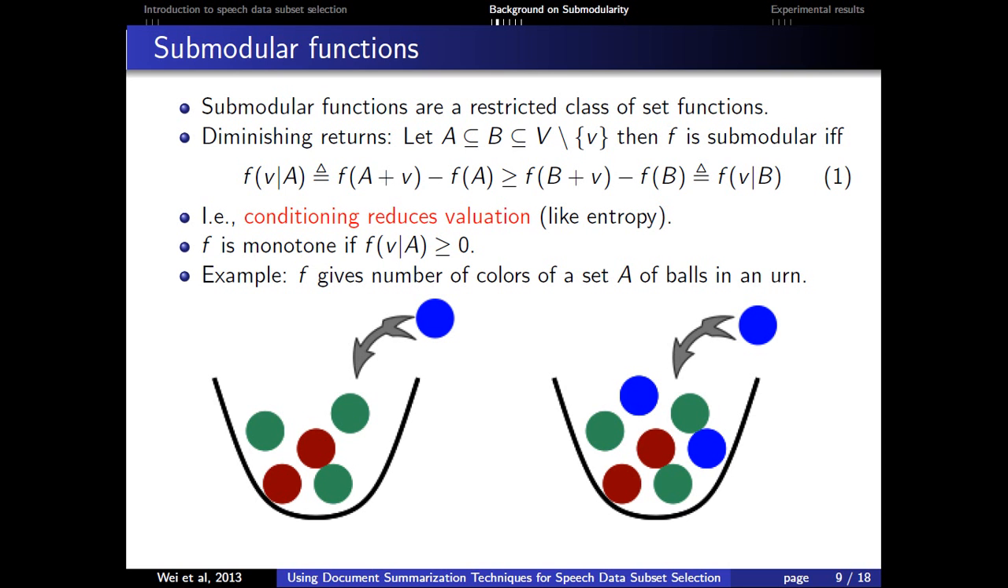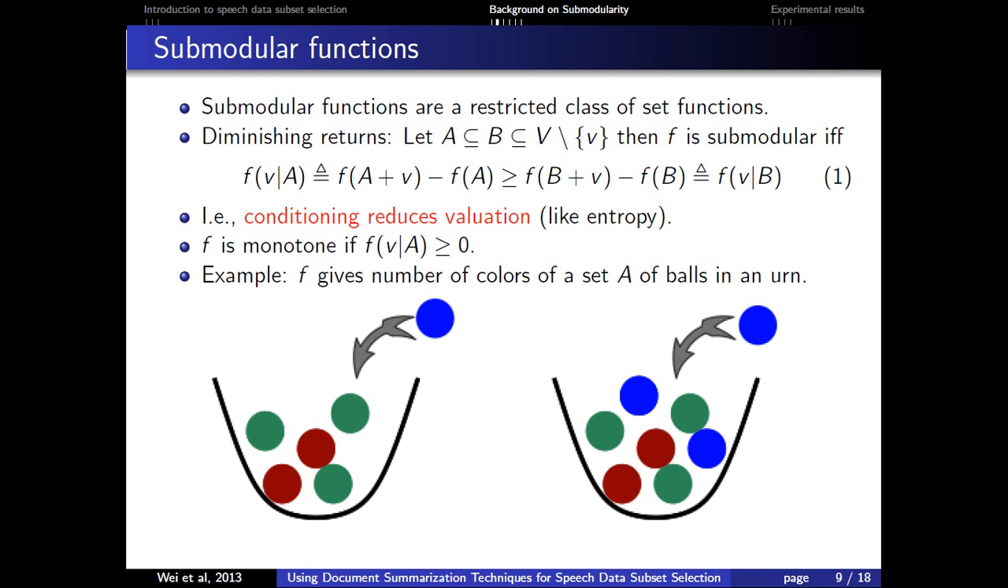So what is a submodular function? It's a special class of set function. We say that a set function is submodular if and only if equation 1 is satisfied. That is, the incremental gain of an element decreases when the set in which the element is considered grows. Here's an example. Say the function is the number of distinct colors. Then we add a blue ball.